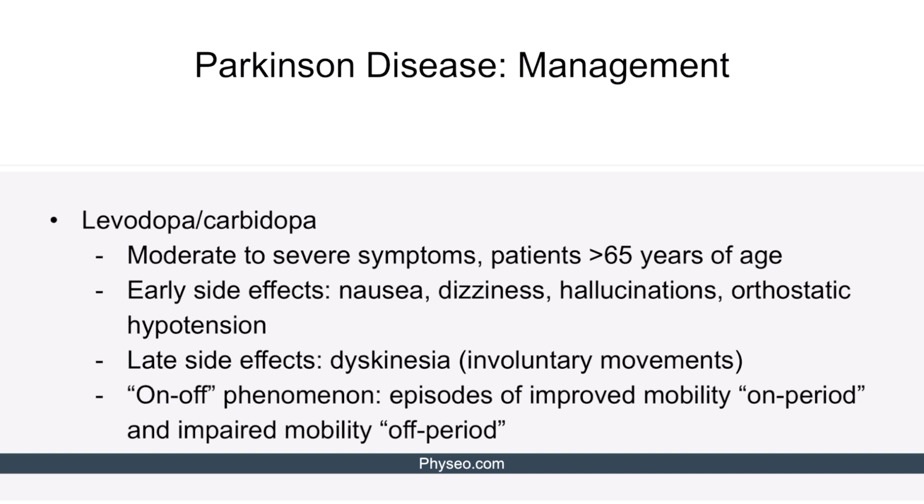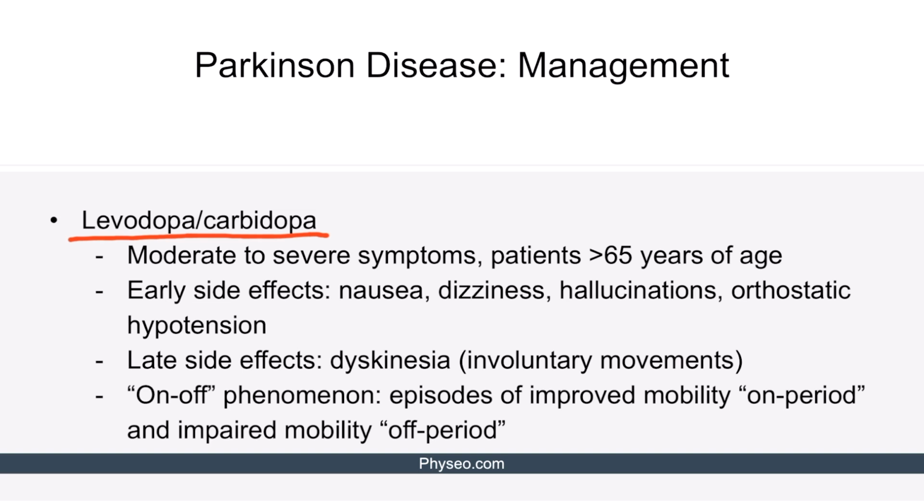The first and most important are levodopa and carbidopa. These are the first-line therapy for moderate to severe symptoms, especially when the patient is above 65 years of age. Remember that carbidopa is used to inhibit the peripheral conversion of levodopa to dopamine. Early side effects of these drugs include nausea, dizziness, hallucinations, and orthostatic hypotension.